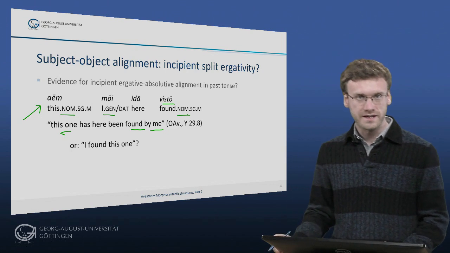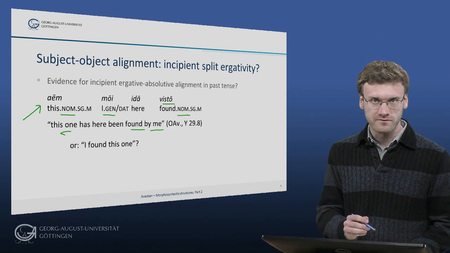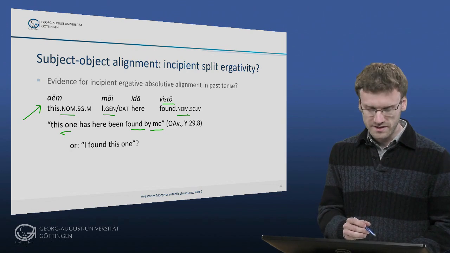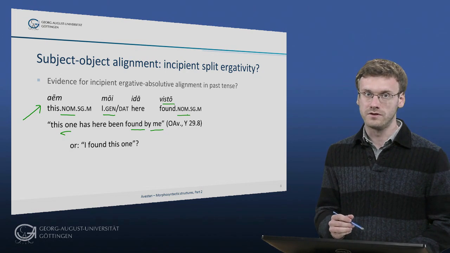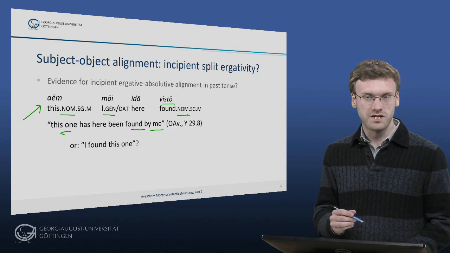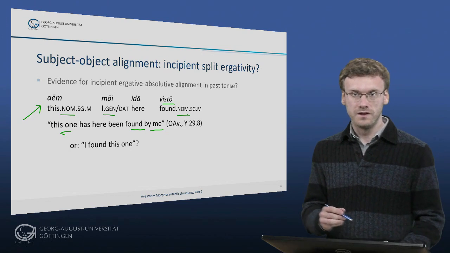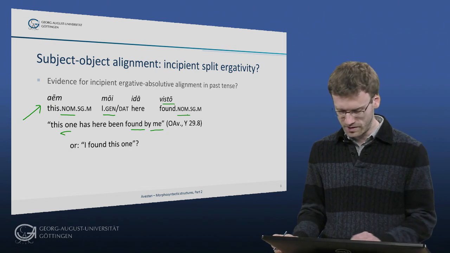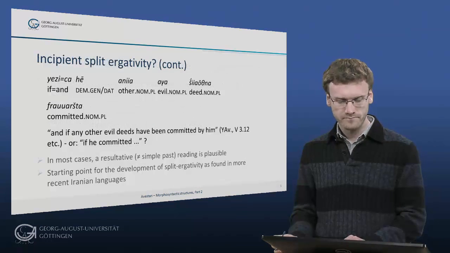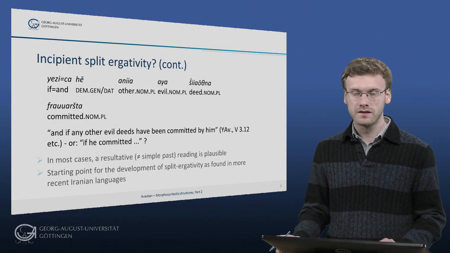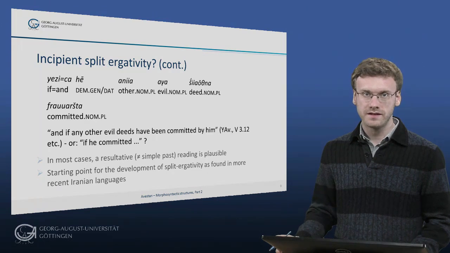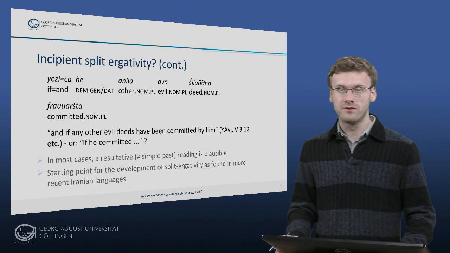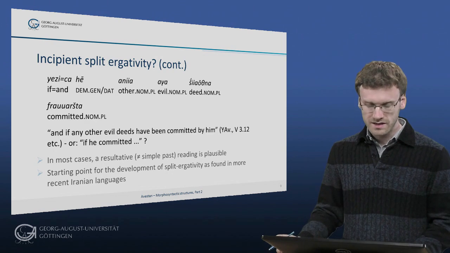Note here that, against the ordinary rule, the agent in this passive construction is not marked by the instrumental, as in ordinary passive clauses, but by the genitive-dative of the first singular personal pronoun. Another example, this time from Younger Avestan, is this one, again involving a verbal adjective in -ta and a pronominal agent.